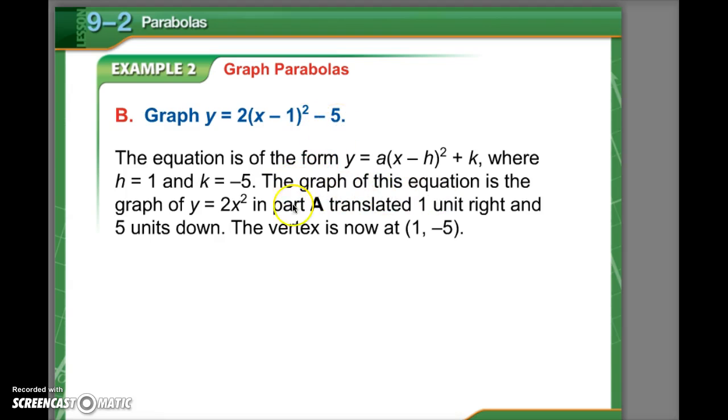It says the graph of this equation is the graph of 2x squared. That was from part A. Notice because a is still 2. So this original graph, it's the same graph, but it's now shifted right 1 space because h was 1. The vertex is at 1, and it shifted 5 down since the vertex is at 1, -5. So the exact same graph that we did in part A is going to be here for this problem, but it's got a different vertex.